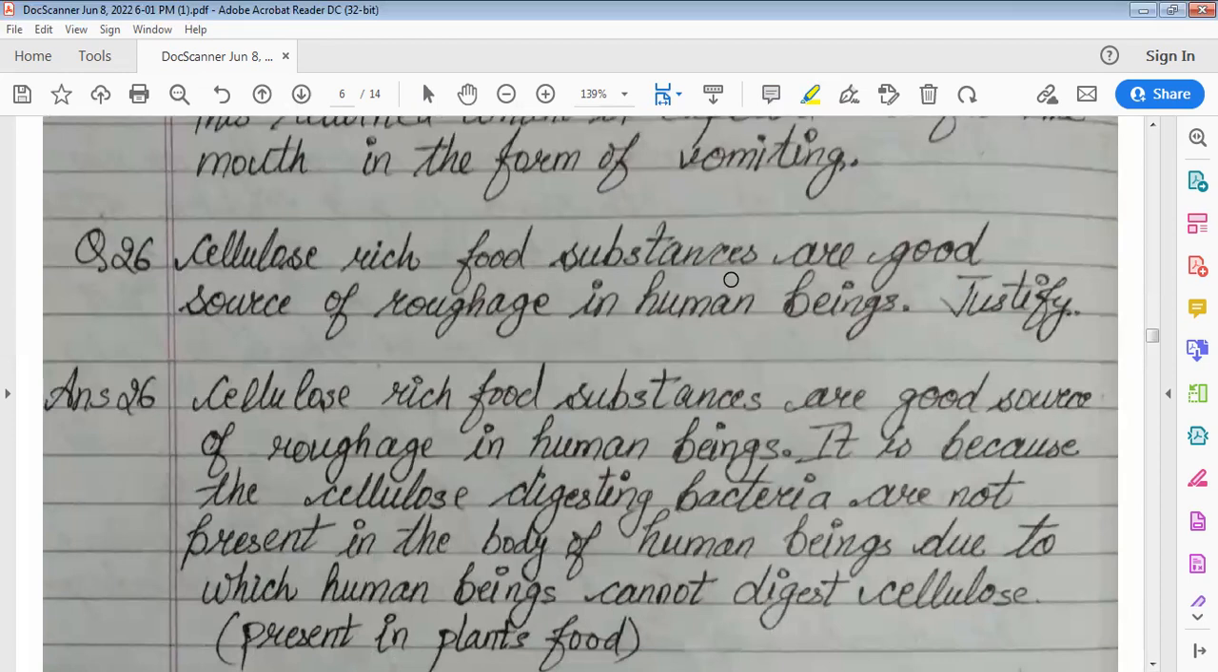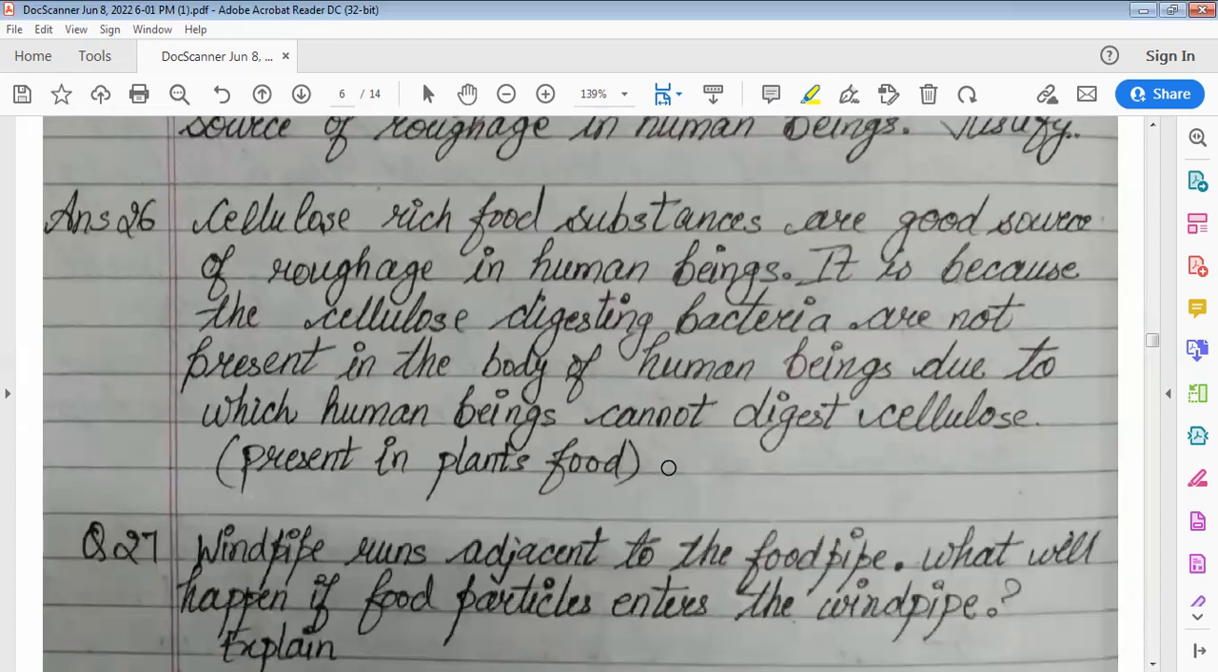Cellulose-rich food substances are a good source of roughage in human beings. Justify. It is because cellulose-digesting bacteria are not present in the body of human beings, due to which human beings cannot digest cellulose present in plant food.